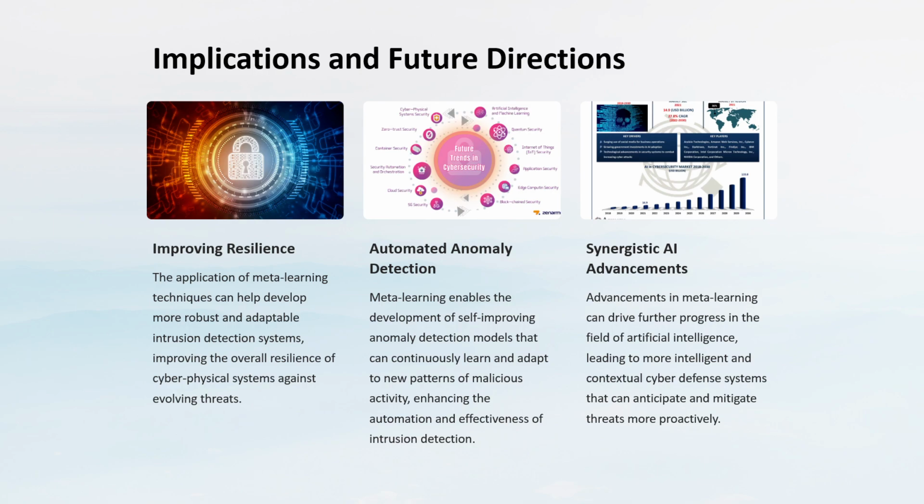Improving resilience: the application of meta learning techniques can help develop more robust and adaptive intrusion detection systems, improving the overall resilience of cyber physical systems against evolving threats. Automated anomaly detection: meta learning enables the development of self-improving anomaly detection models that can continuously learn and adapt to new patterns of malicious activity, enhancing the automation and effectiveness of intrusion detection. Synergistic AI advancement: advancements in meta learning can drive further progress in artificial intelligence, leading to more intelligent and contextual cyber defense systems that can anticipate and mitigate threats more proactively.